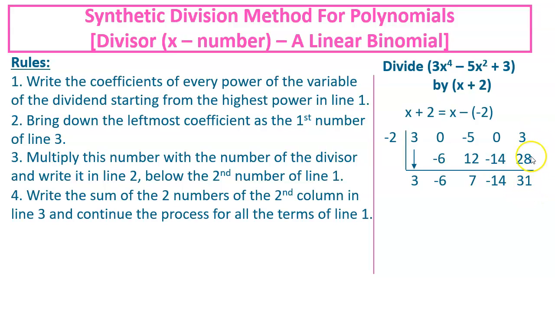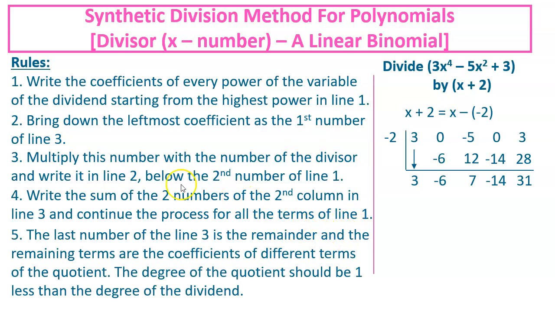And we don't have any more terms in line 1, so we stop. We have processed all the terms of line 1. Okay, so the next rule: the last number of line 3, this one, is the remainder of the division. So 31 is the remainder of the division and the remaining terms are the coefficients of the different terms of the quotient. So these are the coefficients of the quotient terms.